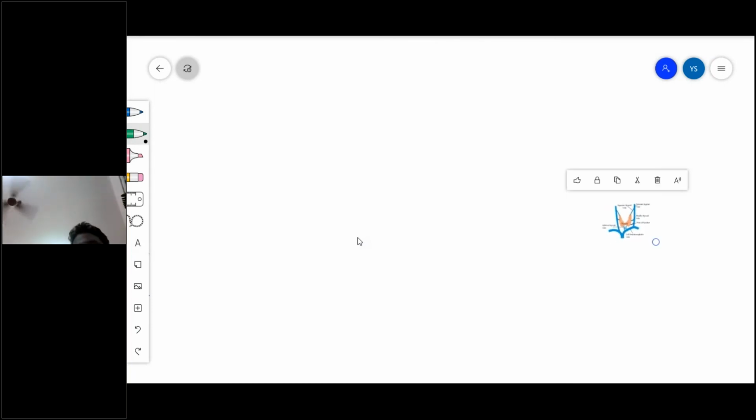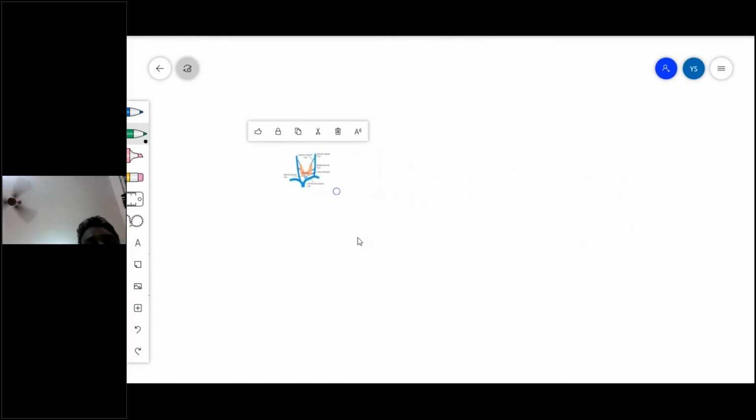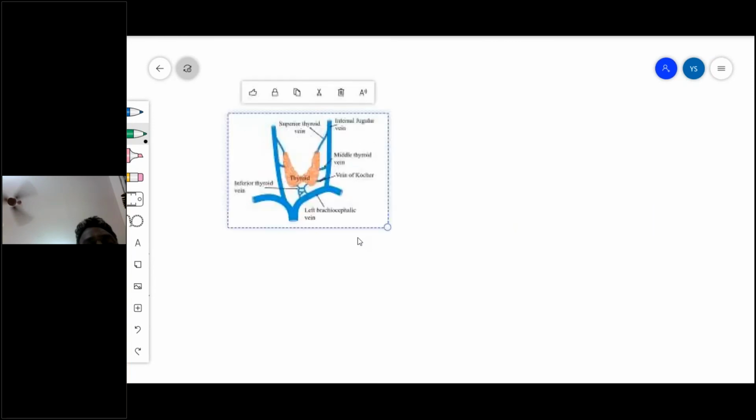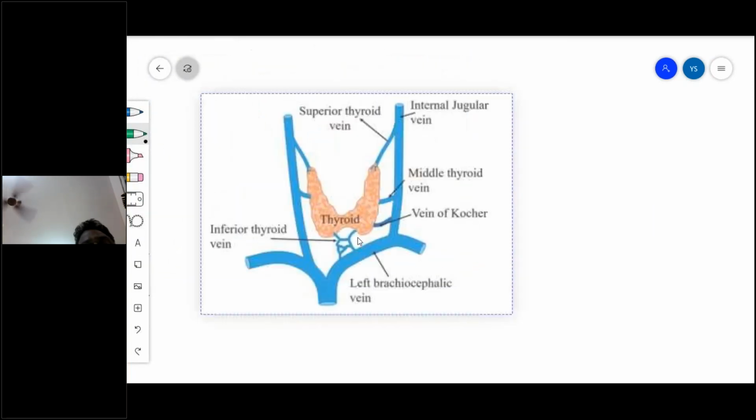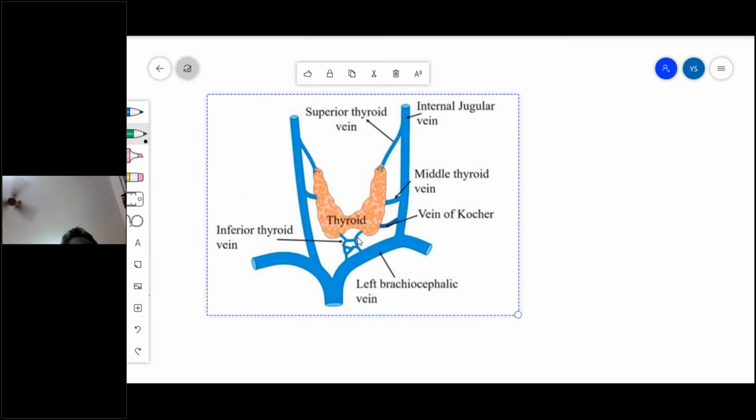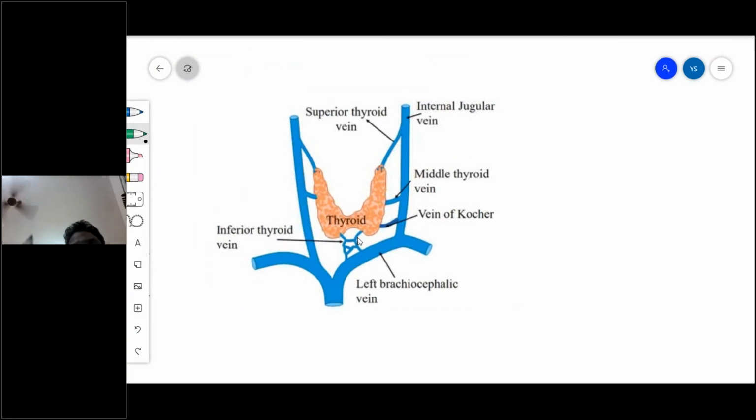So the same veins, whatever arteries you see, those arteries are accompanied by the same veins, but here we add one more vein. This is the venous drainage of the thyroid gland. So there are 3 veins we can see for each lobe of the thyroid gland. Number 1, superior thyroid vein. Number 2, middle thyroid vein. Number 3, inferior thyroid vein. So in this picture we can see 1, 2, 3 thyroid veins.